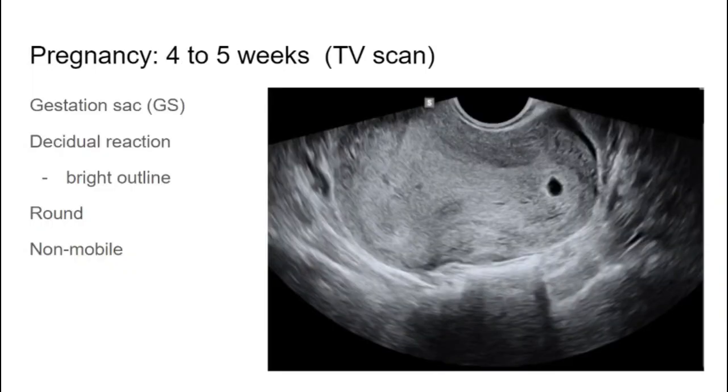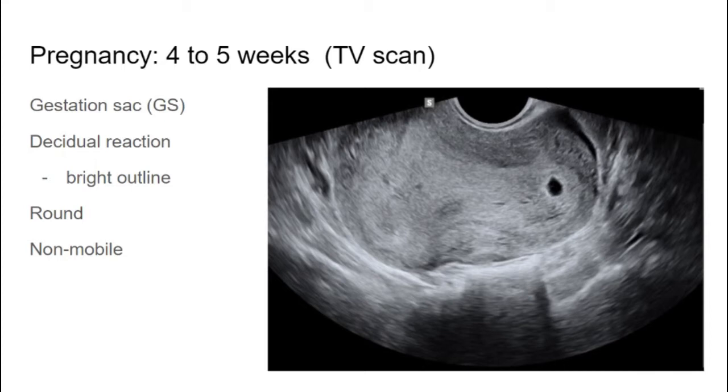So moving on to pregnancy, what do you expect to see when we're scanning in early pregnancy? So the first part that develops is a gestation sac. So this is the black area that you can see just here. It's got a decidual reaction, and this is this bright white outline, and that's the endometrium, the lining of the womb, reacting to the pregnancy implanting.